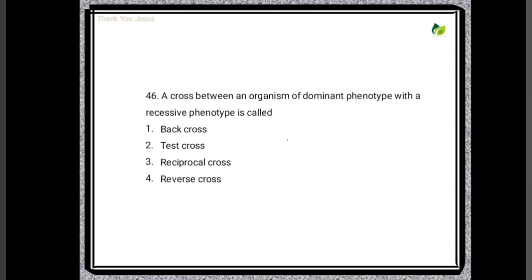A cross between an organism of dominant phenotype with a recessive phenotype is called. Options are back cross, test cross, reciprocal cross, reverse cross. Here you have to remember, the F1 individual is always crossed with the recessive phenotype. That cross is referred to as test cross.